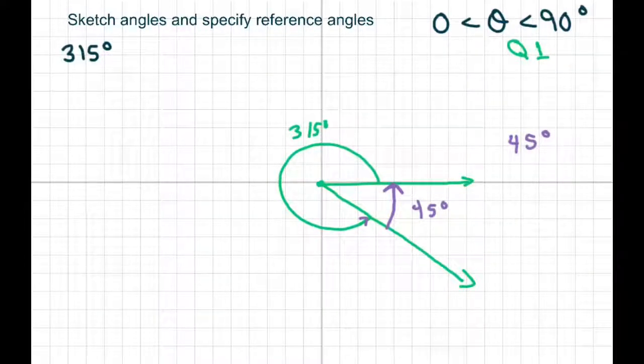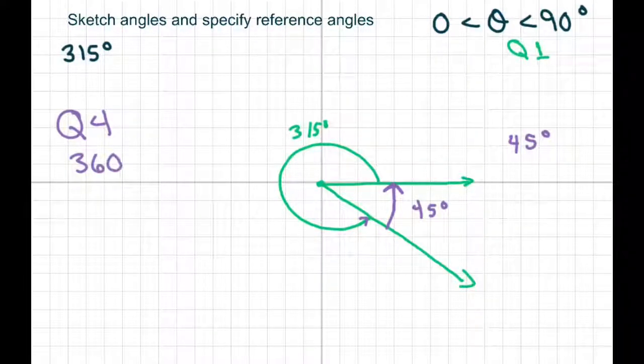Basically what we did is, if your angle's in quadrant 4, to get the reference angle you're taking 360 minus your angle. Okay? But if you just remember to draw up to the x-axis, it's a lot easier if you can draw it.